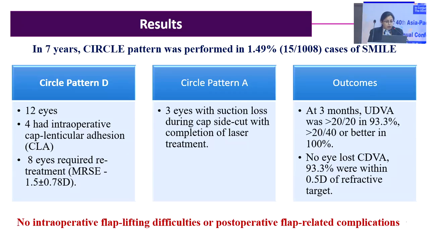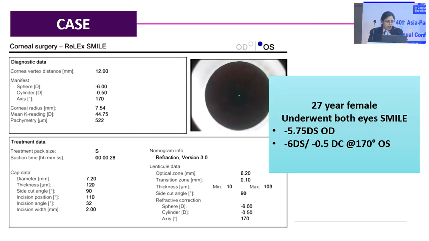Outcomes at 3 months: the uncorrected distance visual acuity was 20/20 or better in 93.3%, and 20/40 or better in 100%. No eye lost corrected distance visual acuity, 93.3% were within 0.5 diopters of the refractive target, and all were within 1 diopter. No intraoperative flap lifting difficulties or postoperative flap related complications were observed.